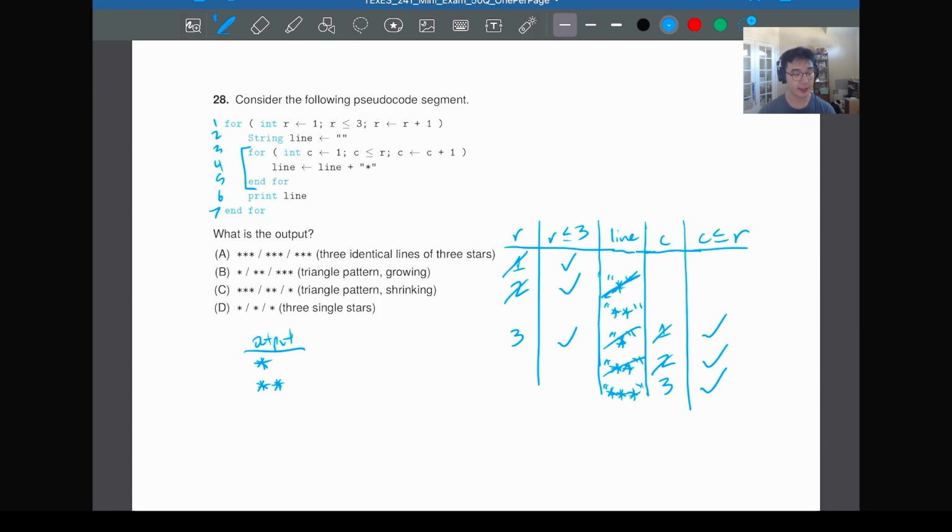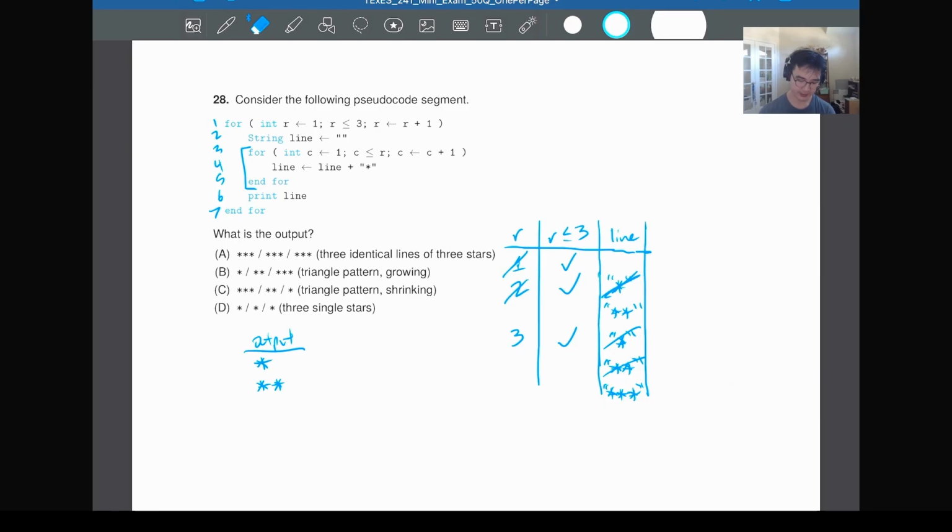I go to line 5, the end of the inner for loop. I loop back up to line 3. C is now 4. I go to the condition check. Is 4 less than or equal to 3? That is false. So I go ahead and go to line 5, the end of the inner for loop, and I exit the for loop. And then I go ahead and print line, which is going to be 3 stars this time.